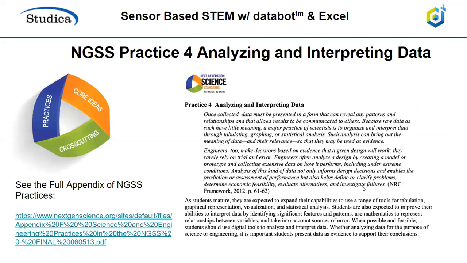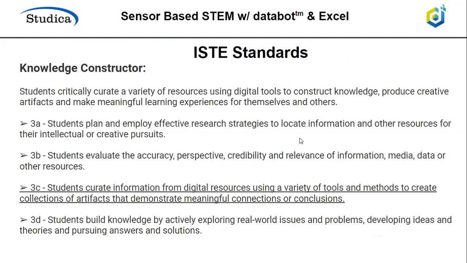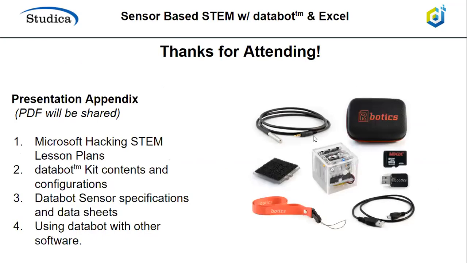This is a quick overview of NGSS Practice number 4, analyzing and interpreting data. The full appendix of the practices, the link is included in this PowerPoint as well. But very important, obviously, anytime you're using something like Excel and Databot and visualizing real-time data, you're hitting directly on this practice, which as a real-world skill, is phenomenal. Kids, no matter what job they're going to end up in, need to be able to understand and interpret data. It's making the world go around these days. ISTE standards, obviously curating digital resources, using different digital tools and methods to create artifacts, all of those good things are core to the ISTE standards. Just a great, great solution for getting kids prepared for 21st century skills.